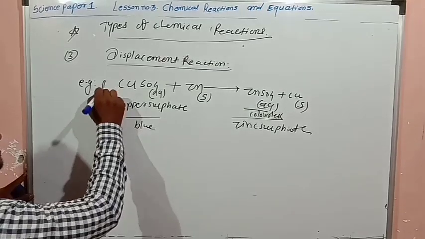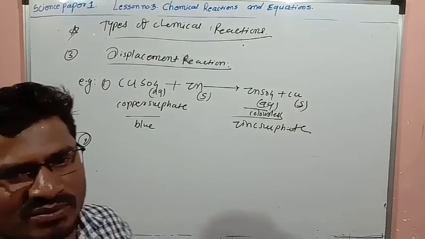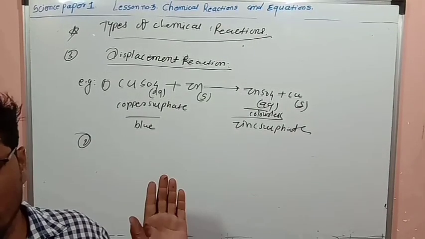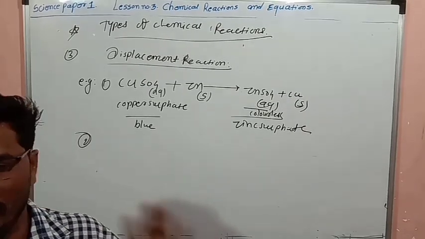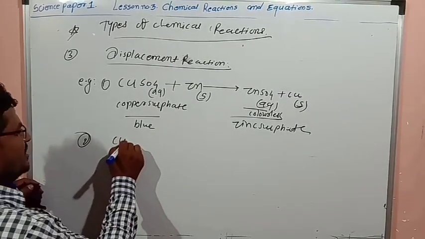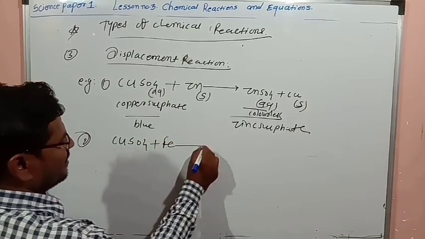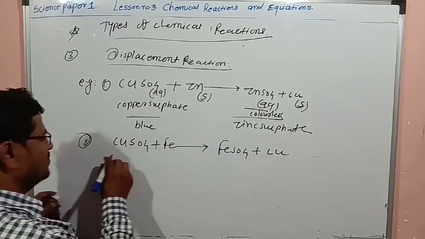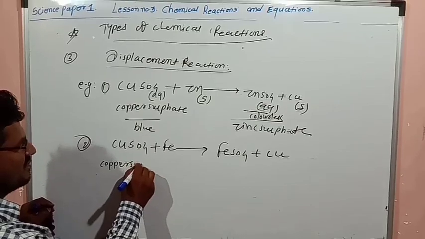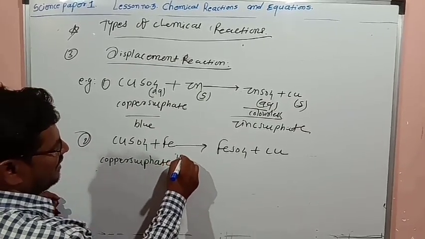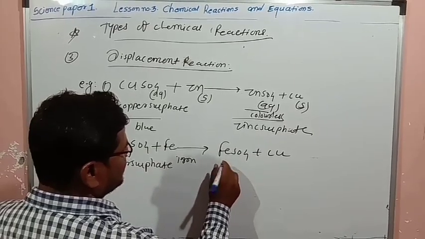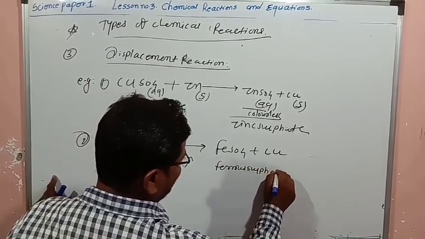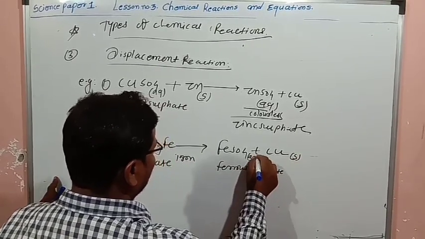Another example we'll take: CuSO4 plus Fe. It will form FeSO4 plus Cu. This one is copper sulfate, this one is iron, this one is ferrous sulfate, and this one is copper, with the states solid and aqueous.